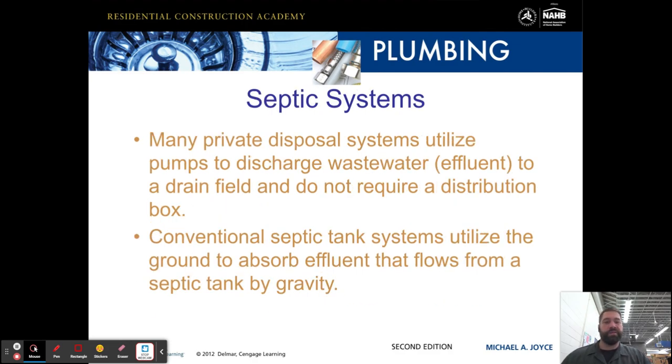Many private disposal systems utilize pumps that discharge wastewater, also called effluent, to a drain field and do not require a distribution box. Conventional septic tank systems utilize the ground to absorb wastewater that flows from a septic tank by gravity.